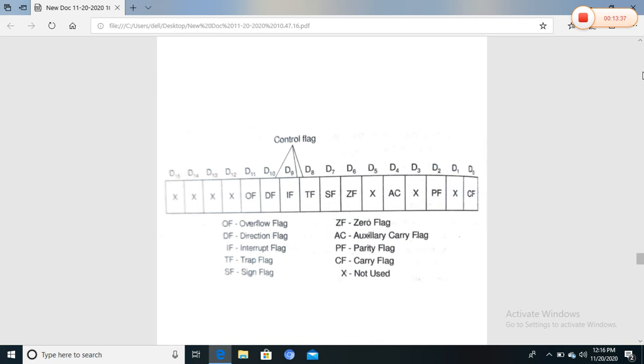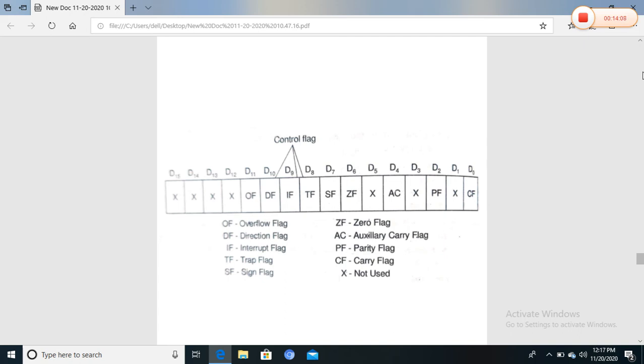Then the auxiliary carry flag is set, directly copying that carry into the auxiliary carry flag. That is from D3 to D4. We add the two numbers from D0 to D7, and from the D3 to D4 bit there is a carry generated. Then auxiliary carry is generated. That carry directly copies into the carry flag.